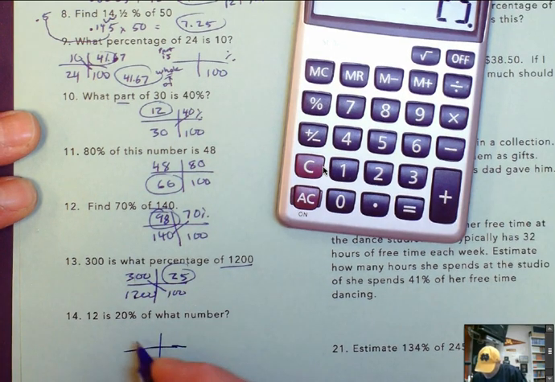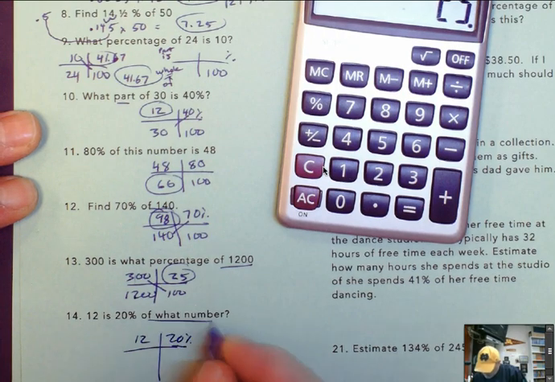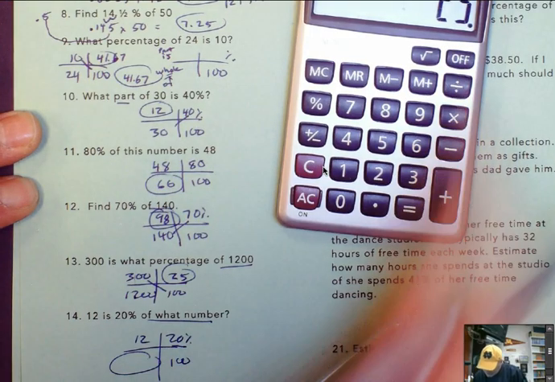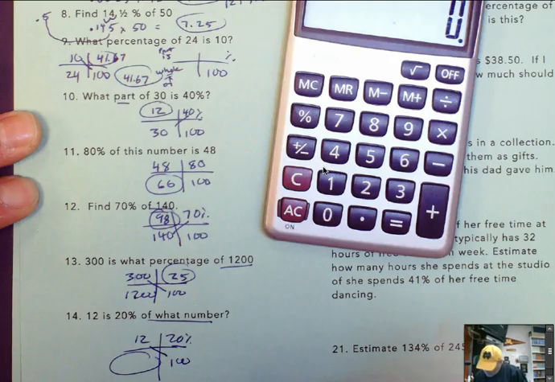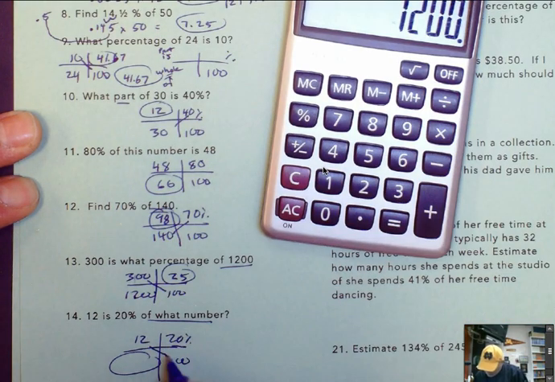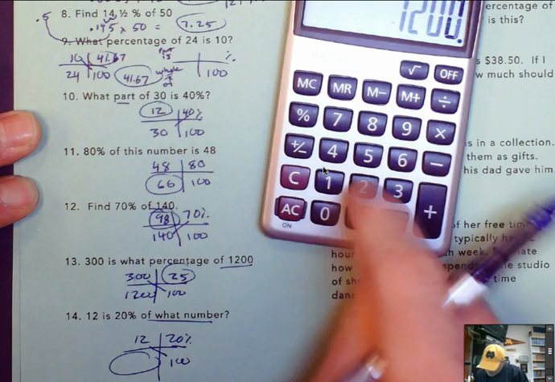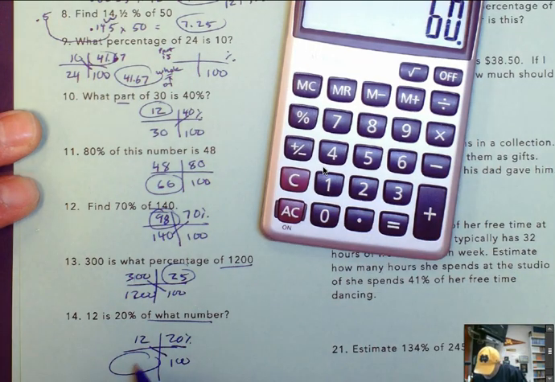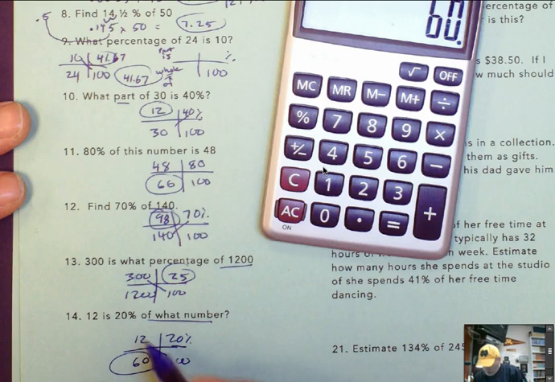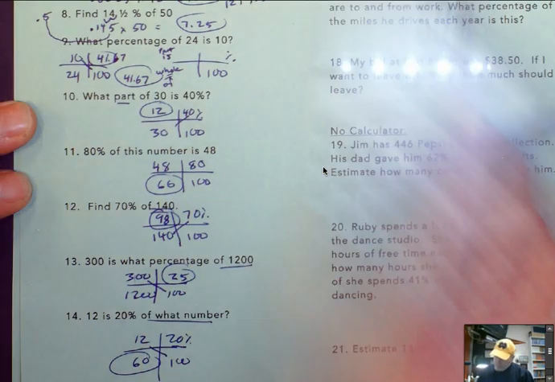12 is 20% of what number? We don't know what that is, and of course this is 100. So if I take 12 times 100, that's going to be 1,200, and I will divide that by that other number, by 20. And that equals 60. Let's see if this makes sense. 12 over 60, 20 over 100. Yeah, because 12 is 1/5 of 60. Okay? All right, let's go back.